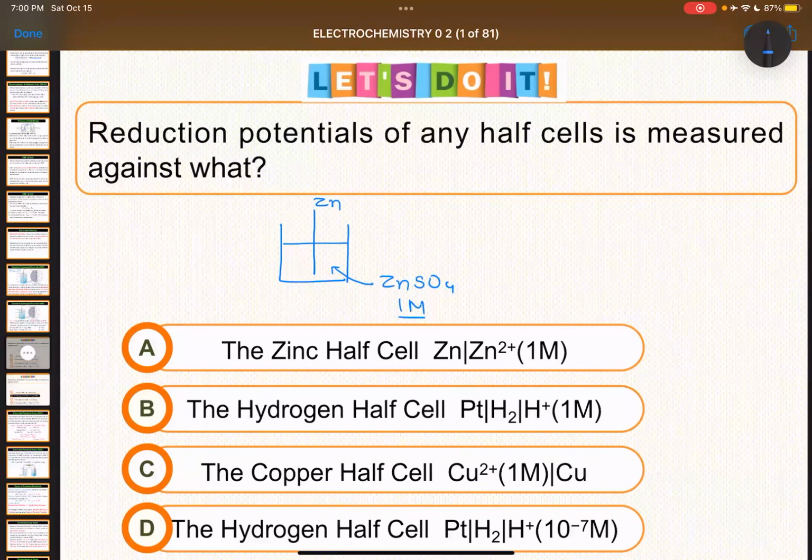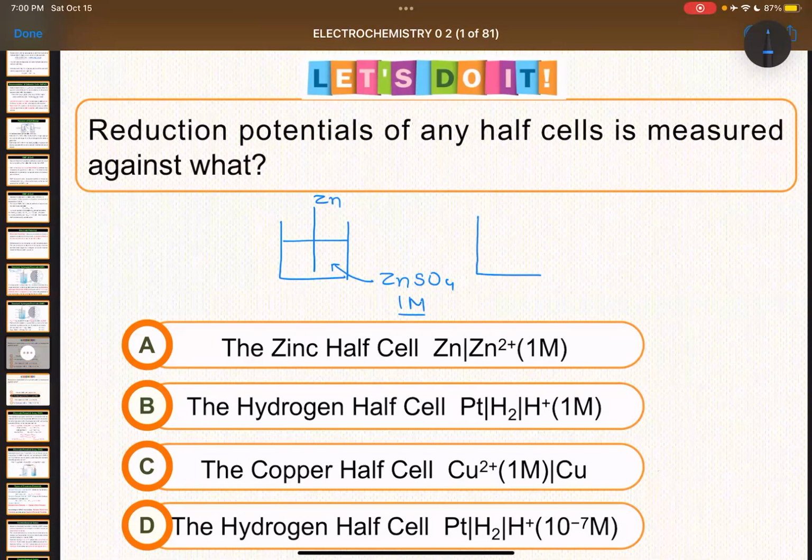But if you connect it with someone else, the problem again is that the other one will have its own electrode potential value, and that will affect the measurement. So what you do, you take a reference electrode, and that is the standard hydrogen electrode. Just now we have seen.